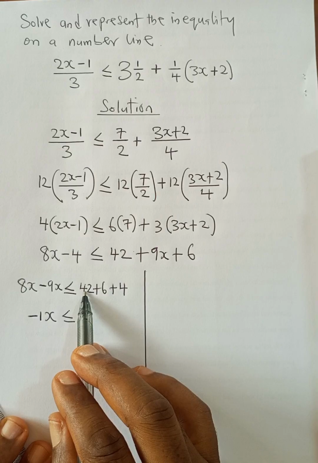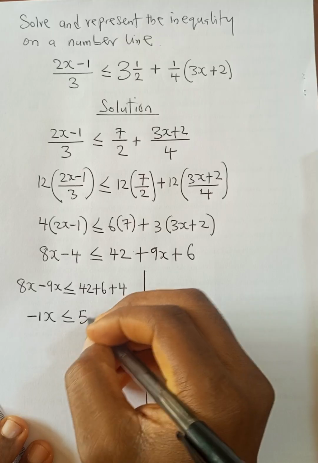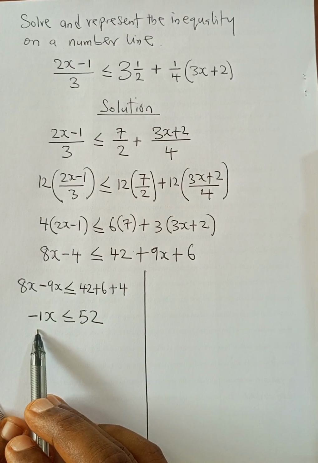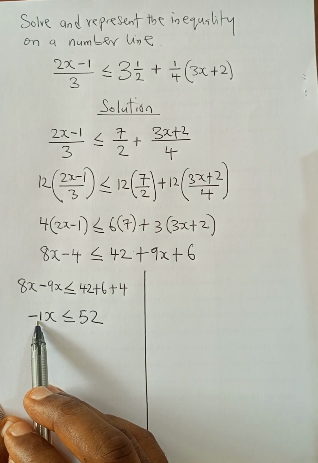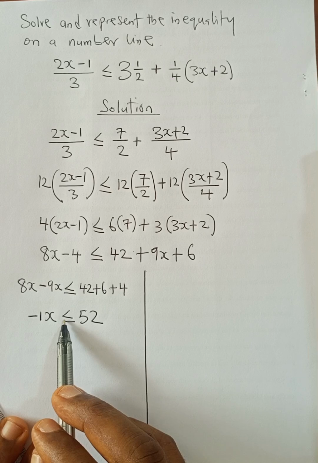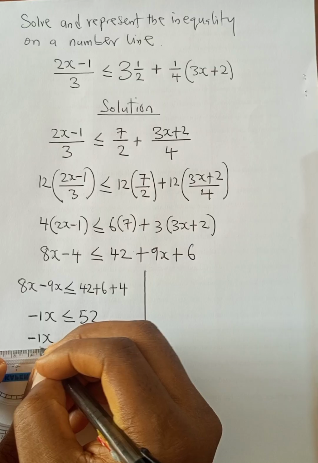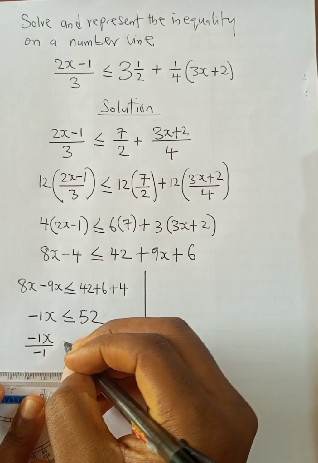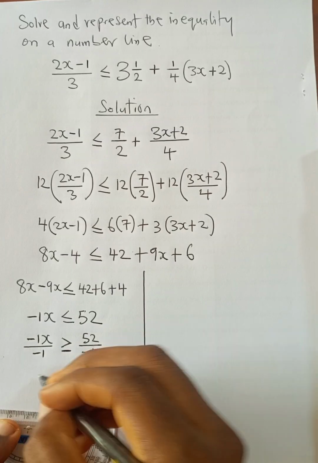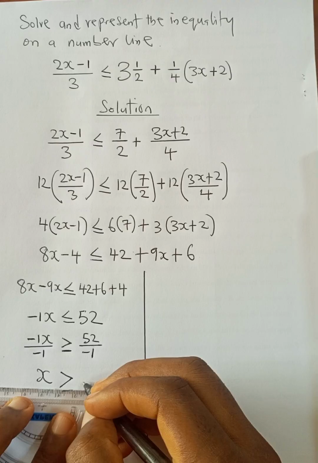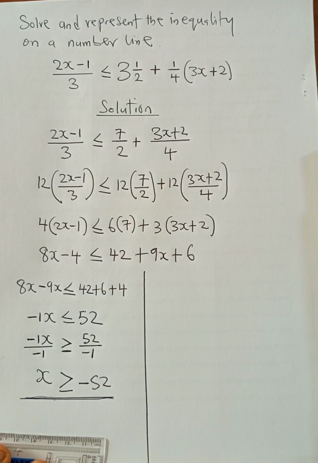10 plus 42 will give us 52. Now you can't leave it like this. To do away with this minus 1, you divide both sides by minus 1. And anytime you divide or multiply both sides by a negative, the sign will change to the opposite direction. So if you have minus 1s over minus 1, this sign will change to the other side. Then you have 52 over minus 1. So the final answer is s is greater than or equal to minus 52. That is the final answer. S is greater than or equal to minus 52.